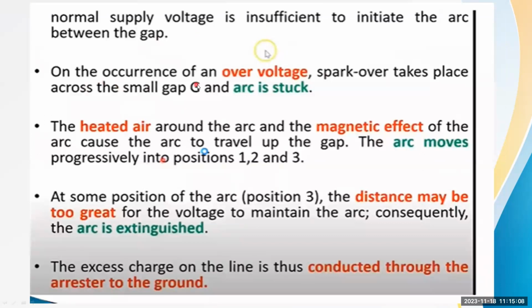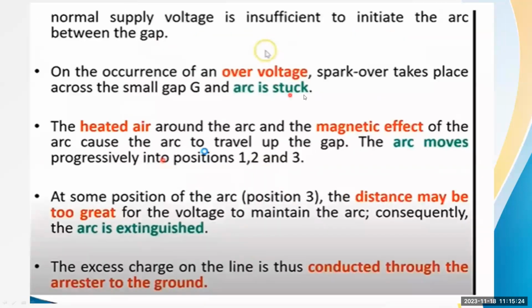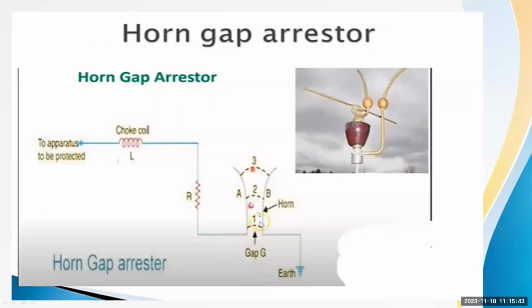On the occurrence of an over voltage, spark over takes place across the small gap G, and an arc is struck. Then the heated air around the arc and the magnetic field effect cause the arc to travel up the gap. The arc moves progressively through positions 1, 2, 3 like this. The distance increases, and the arc disappears.